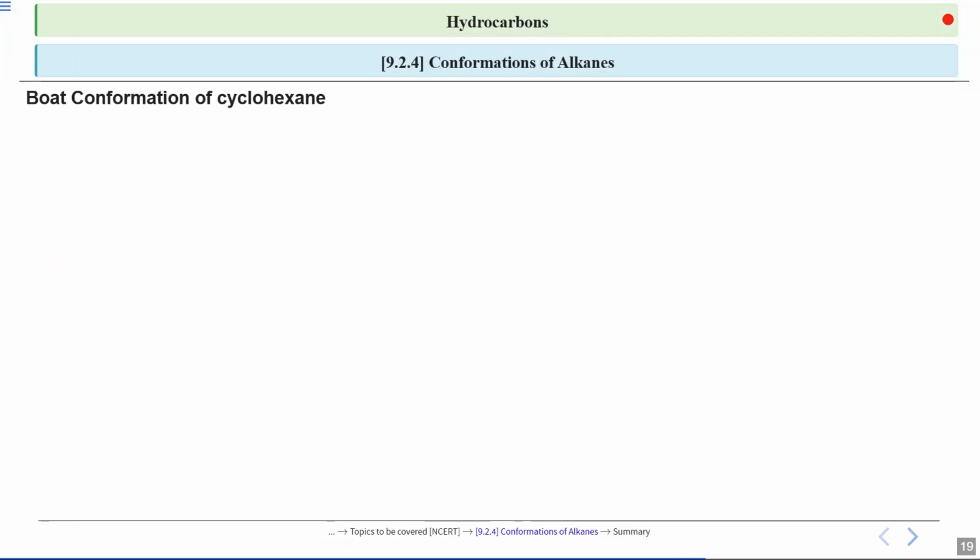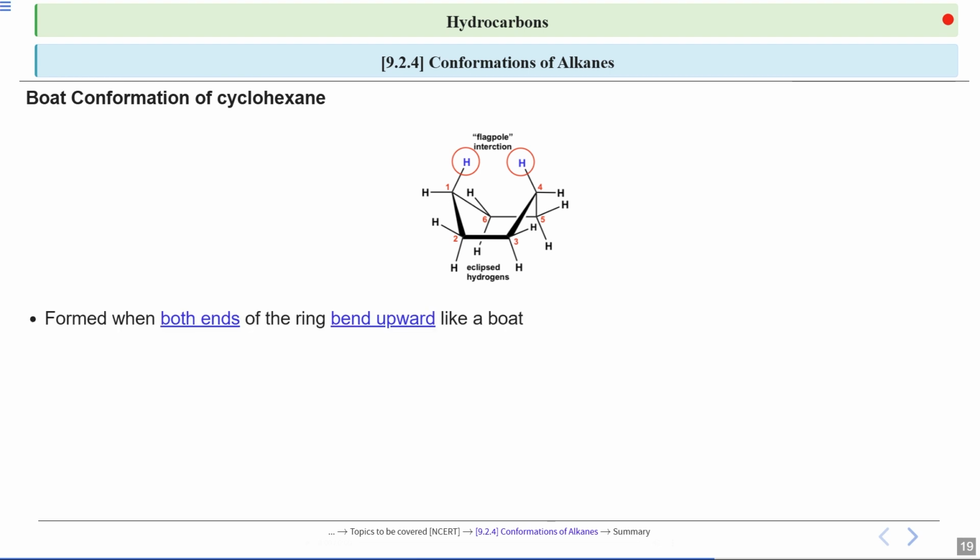Now let us talk about the boat conformation of cyclohexane. So here is the boat conformation of cyclohexane. What you can see here, when both ends of the carbon ring are bent in the upward fashion, then it results in a boat-like conformation. In the boat-like conformation, there are some problems, or there are some instability factors due to which it is less stable than the chair form.